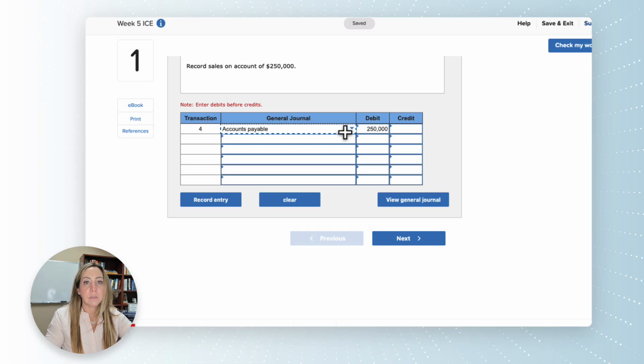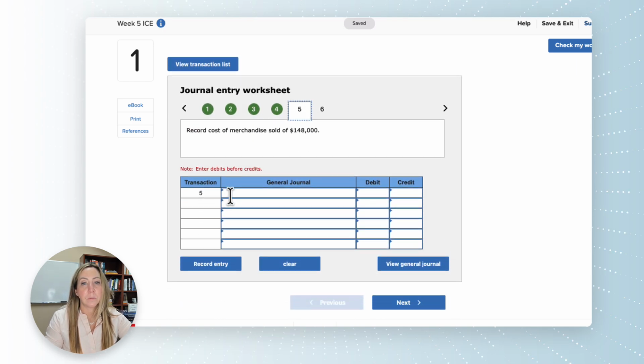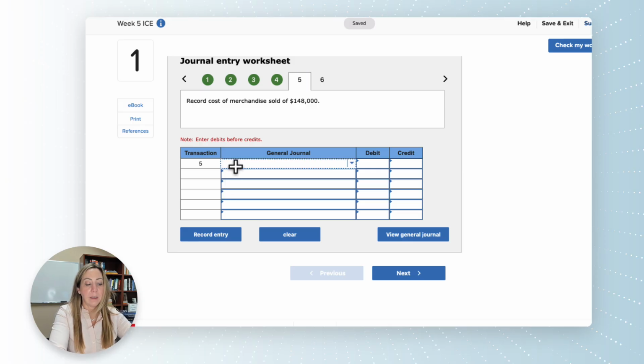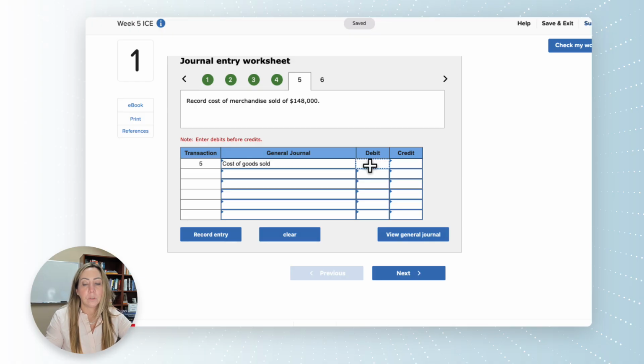That's accounts receivable. It was not in cash, and that was for $250,000. Looks like I grabbed accounts payable, so let's switch that to accounts receivable. And then let's record the credit to sales revenue for $250,000. The next journal entry is to record the cost of that sale. So record cost of the merchandise sold of $148,000. We can go ahead and debit cost of goods sold for $148,000, and we will credit inventory for $148,000.